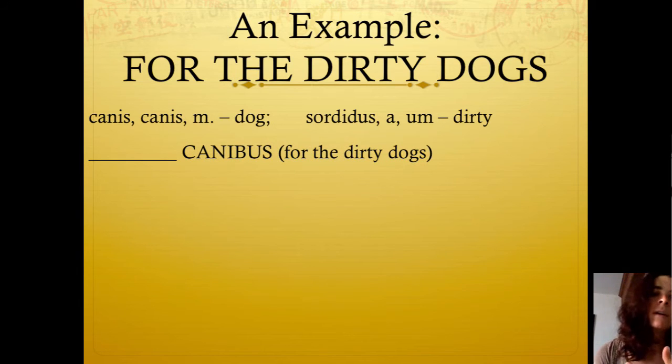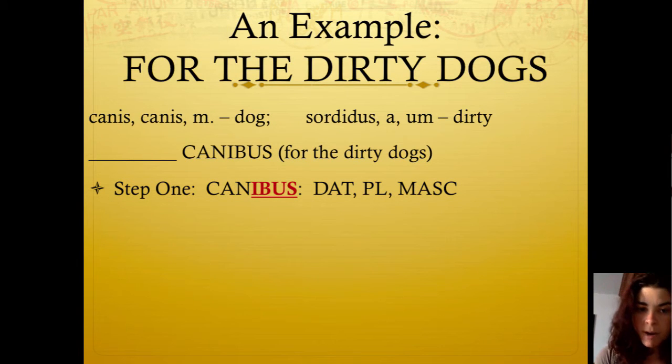So we have to be something canibus. So canibus is what we're working with. That's what we need to modify with the word sordidus, sordida, sordidum. So the first step, step 1, canibus, ends in ibus. That makes it dative, it's plural, and it's masculine.